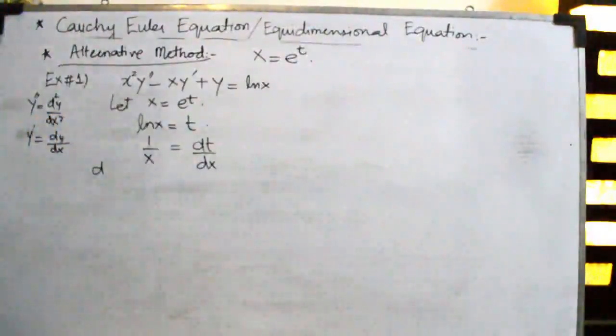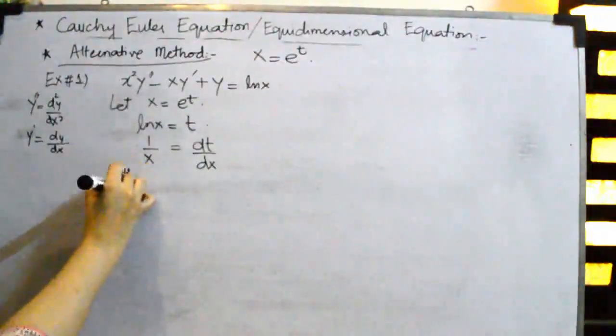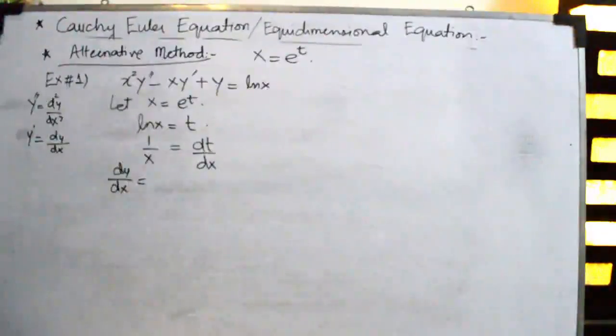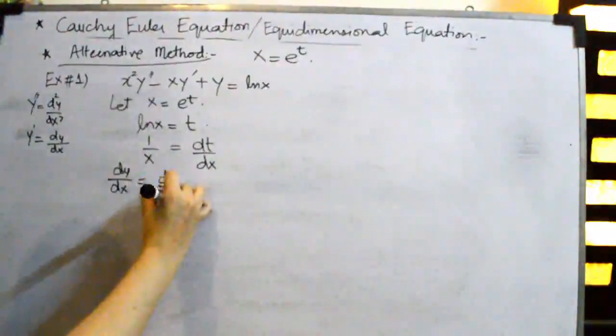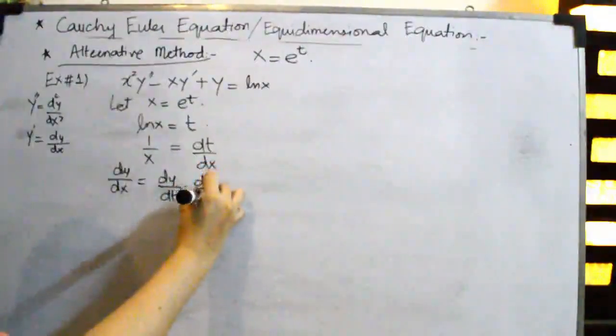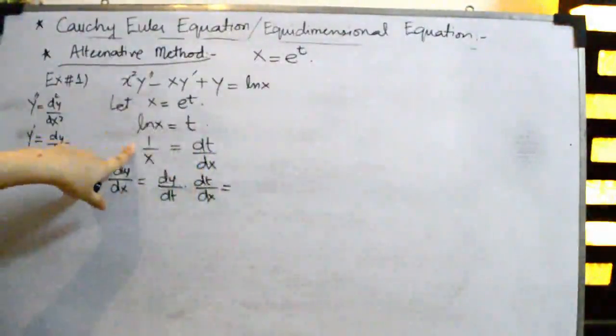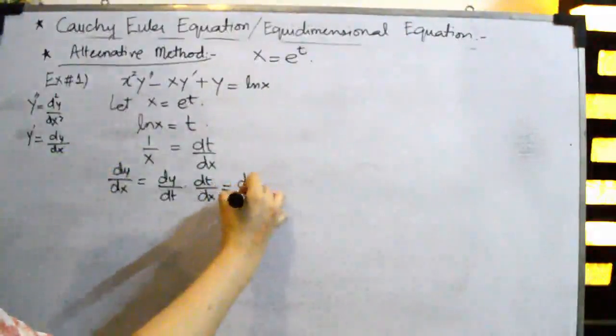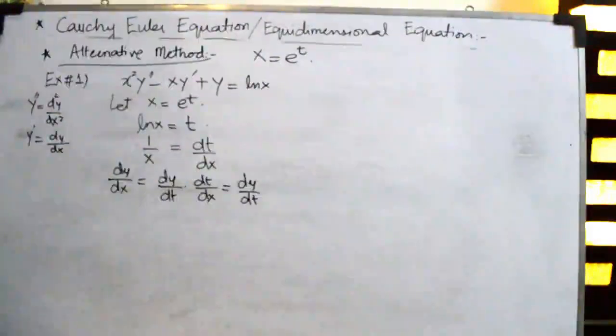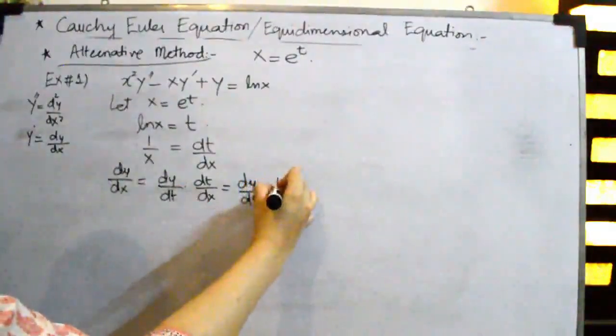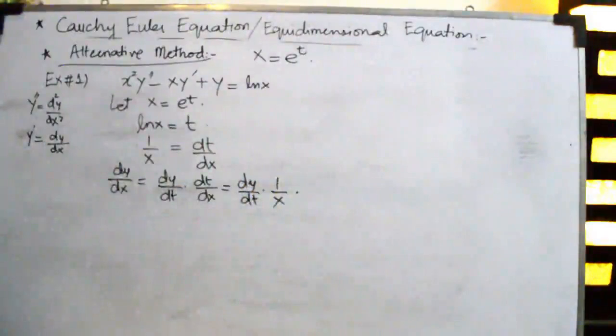So you have to deal with dy by dx and d2y by dx square. What will dy by dx become? You have to use the chain rule, which is dy by dt into dt by dx. Since dt by dx is 1 by x, dy by dx is 1 by x times dy by dt. Now your equation is transforming into dy by dt, so t becomes the independent variable.